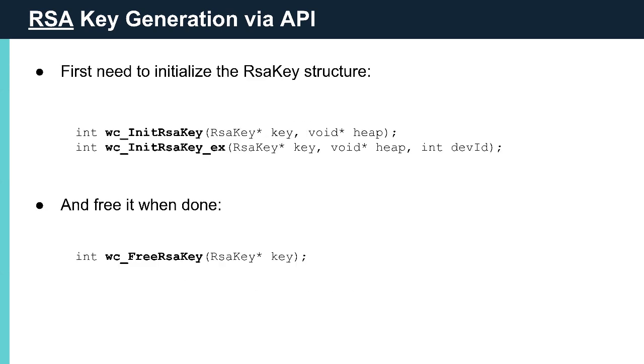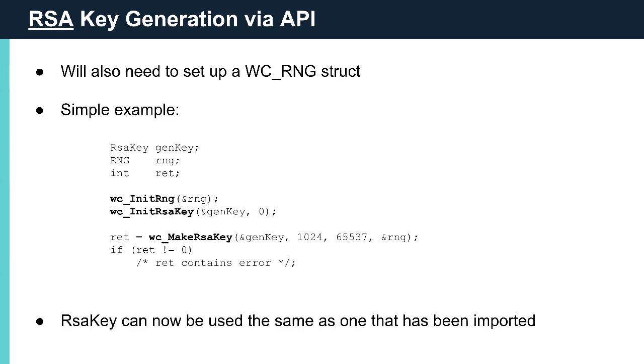You first need to initialize your RSA key structure using wc_InitRsaKey. Remember when you're done with it to free that key memory with wc_FreeRsaKey. Here's a little example where we're initializing our RNG structure, initializing our RSA key structure, and then generating a key of 1024 bits. The generated key would be inside of the RSA key structure. Then you can go on and use that structure, which is now holding a private key that includes a public key, or you can use one of our export APIs to export that into a file or a buffer.